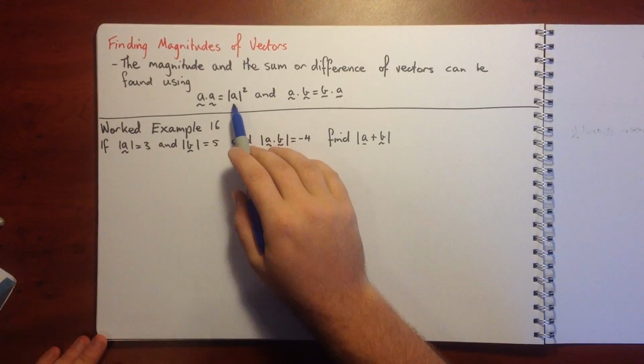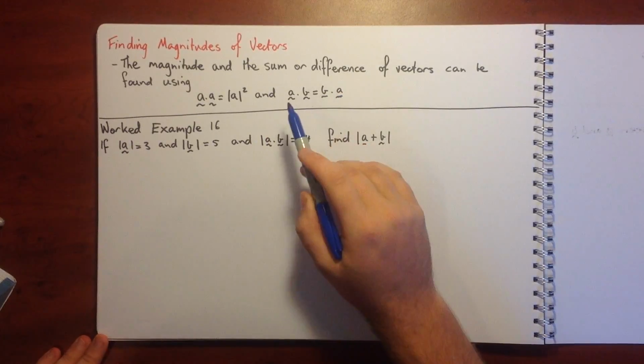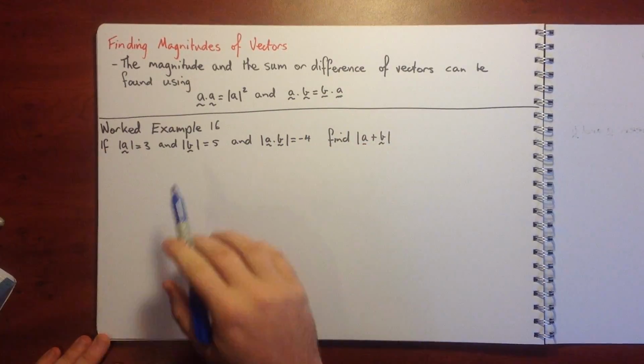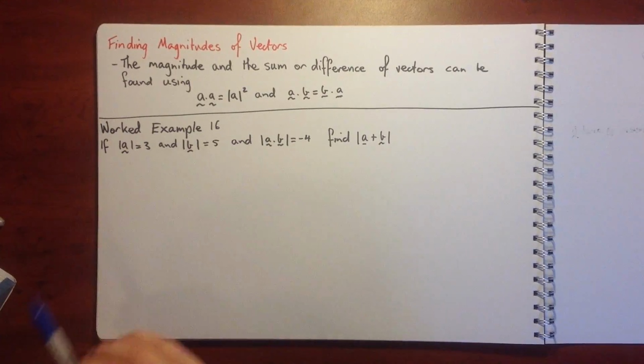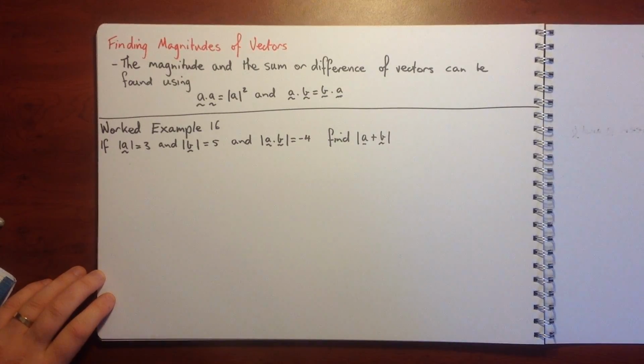So a dot a equals the magnitude of a squared, and a dot b is the same as b dot a. So for worked example 16, if the magnitude of a equals 3, the magnitude of b equals 5, and a dot b is minus 4, find the magnitude of a plus b. What we want to do is say that the magnitude of a vector squared is attained by finding the dot product of the vector with itself.